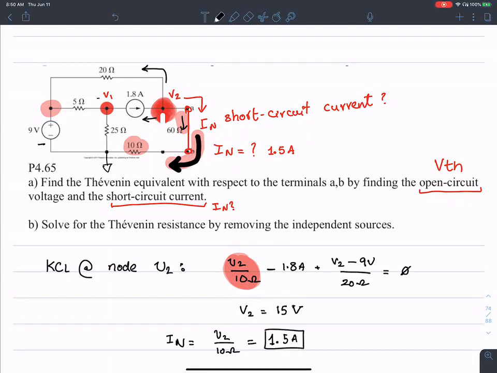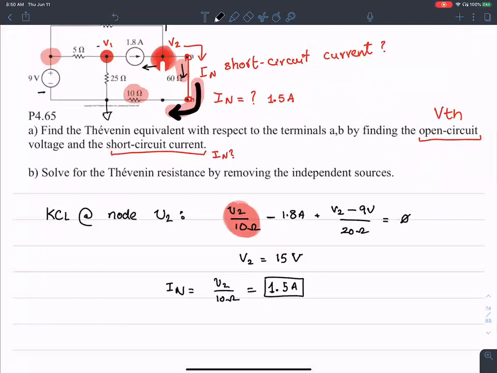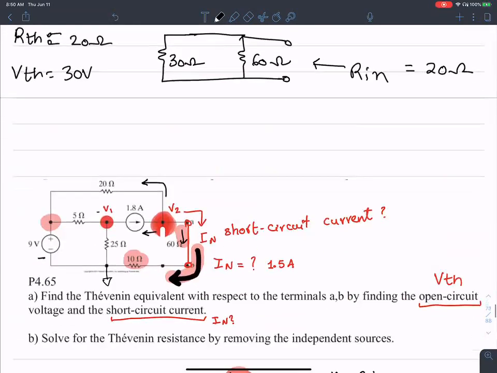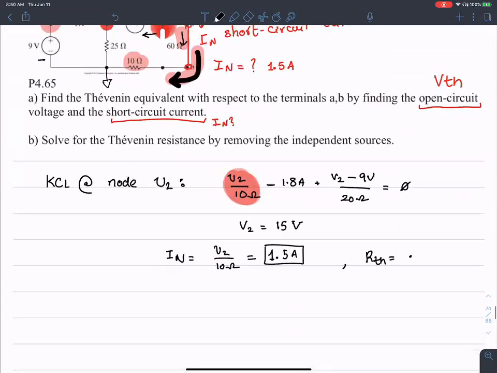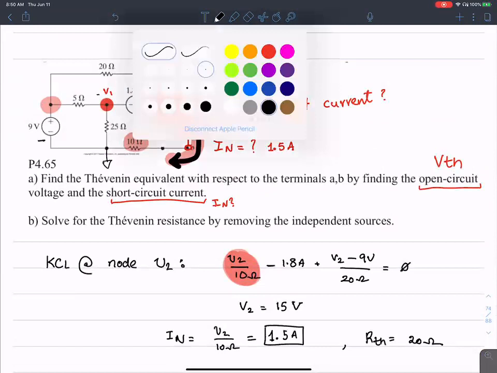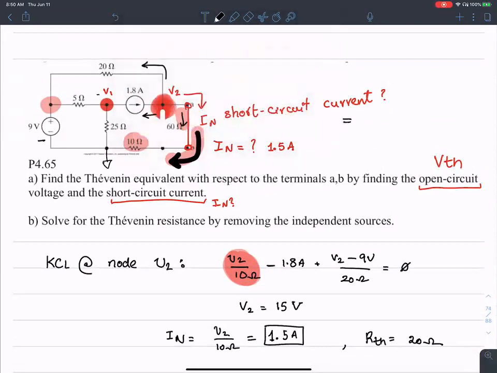So I'm going to show you something interesting. The R Thevenin is still the same value that we calculated earlier. The R Thevenin value is 20 ohms, as we calculated earlier. Now my argument is this circuit can be exactly identical to a current source of 1.5 amperes with a parallel resistance of 20 ohms. This is the Norton equivalent circuit.